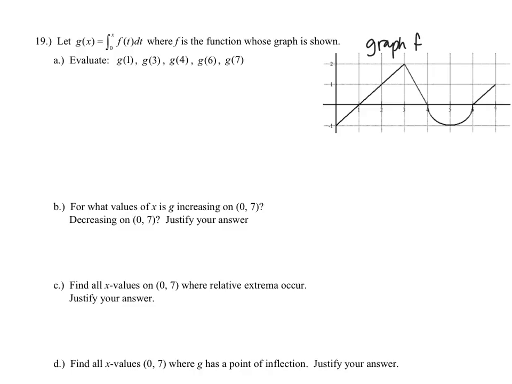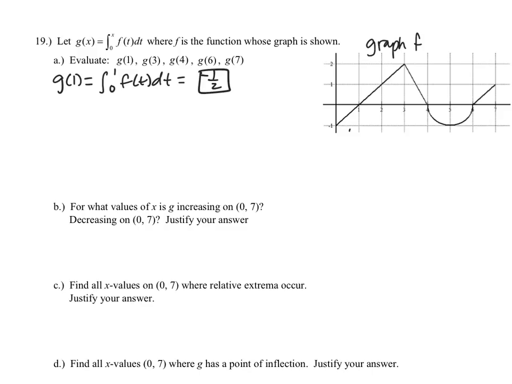So let's start with g of 1. So g of 1 would be the integral from 0 to 1 of f of t dt. So what does that mean? That means the area between the graph of f of t and the x-axis. So if you look at the graph from 0 to 1, we're talking about this area that's below the x-axis. So its area is 1/2, but the value of this integral is going to be negative 1/2 because we're talking about a region below the x-axis. So that's equal to negative 1/2, all right?